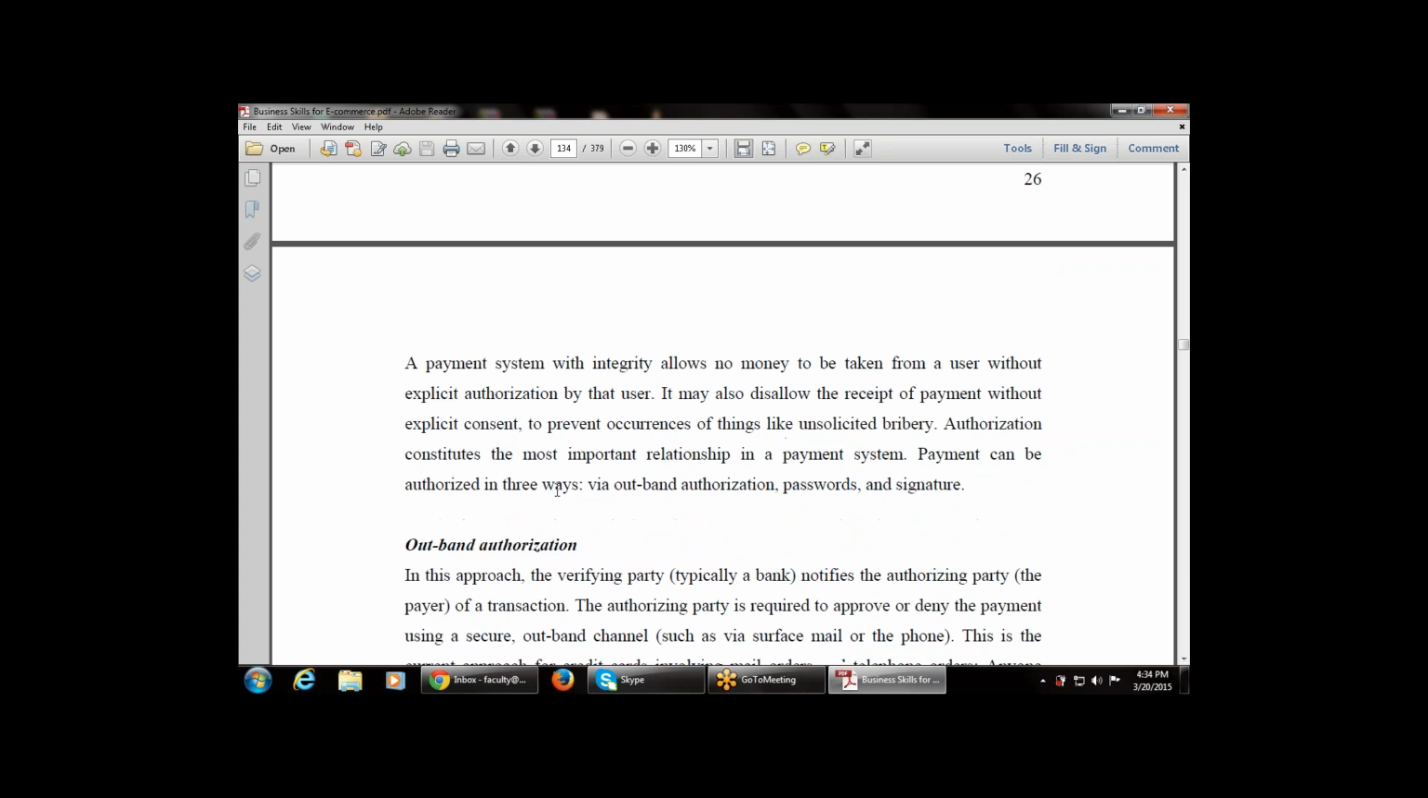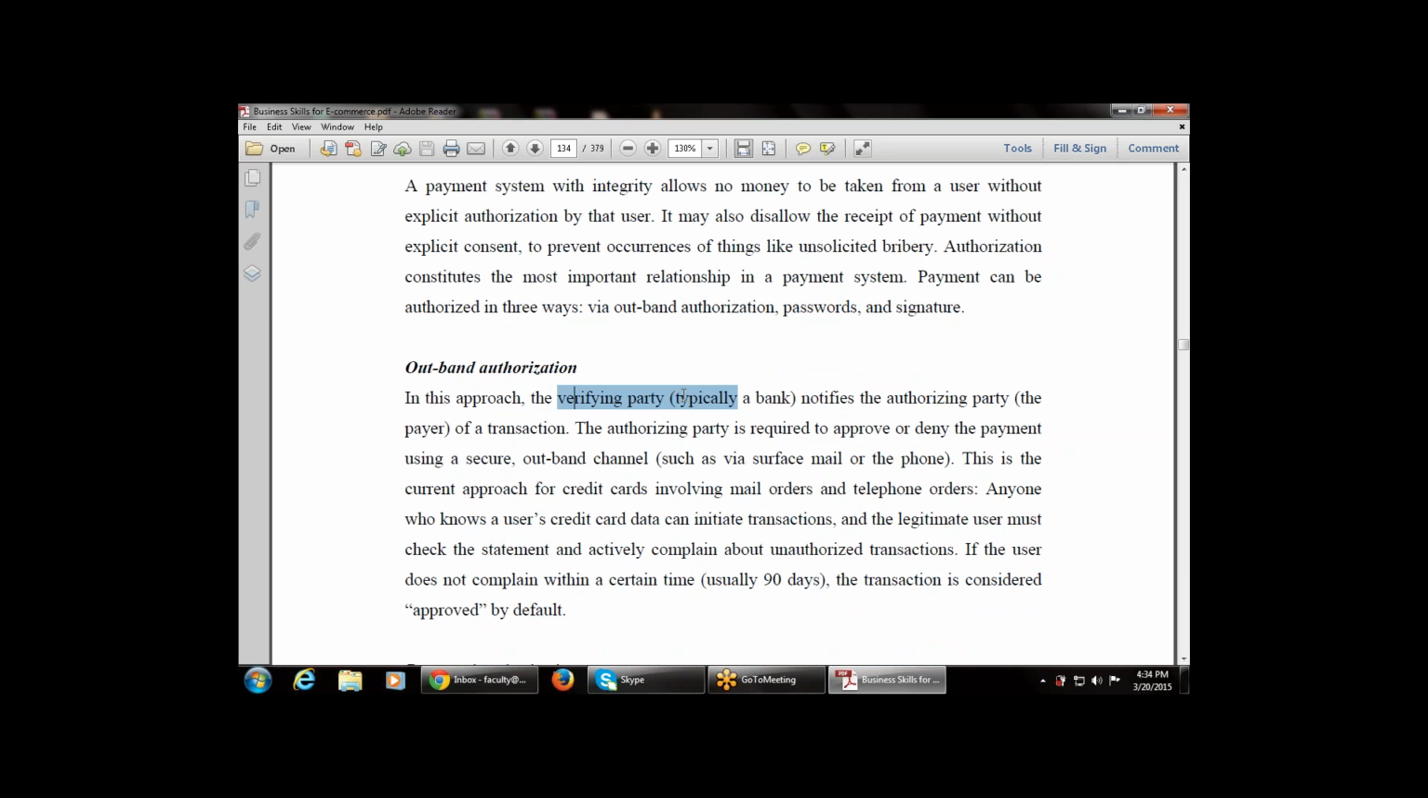First is outbound authorization. In this approach, the verifying party, typically a bank, notifies the authorizing party, that is the payer, of a transaction. So this is the outbound authorization. There is direct communication between the buyer and the seller. The verifying party is a bank and the customer is the authorizing party. The authorizing party is required to approve or deny the payment using a secure outbound channel.